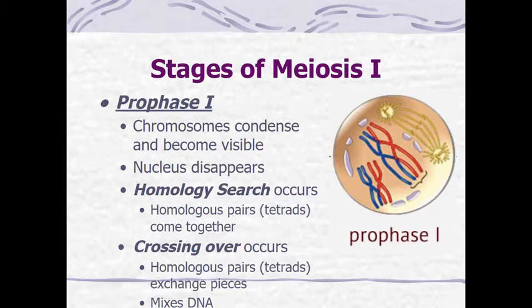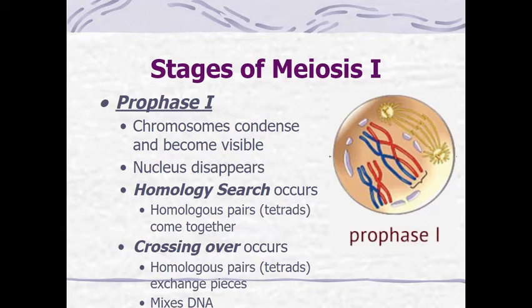So now the specific stages of meiosis, starting with meiosis 1. So the very first stage is prophase 1. The chromosomes condense and become visible for the first time, and the nuclear membrane disintegrates and the nucleus disappears. There's two very unique things that happen in prophase 1. One of those is called the homology search. The homology search is when the homologous pairs actually find each other and come together. And so they are physically near each other in the cell.